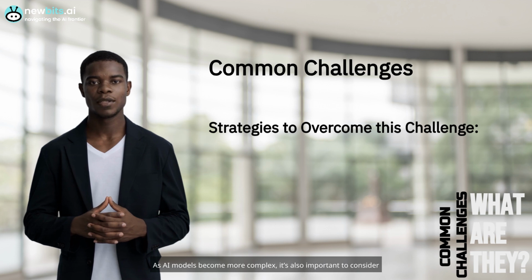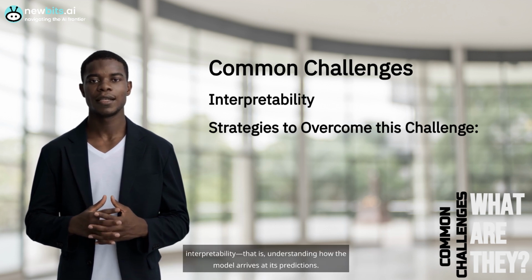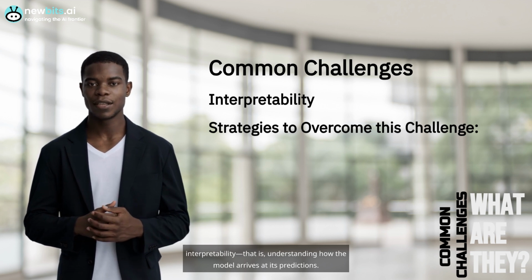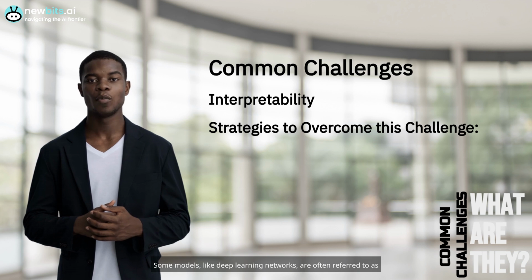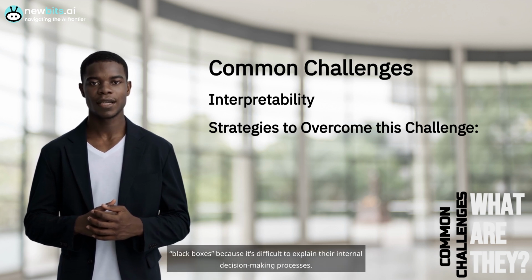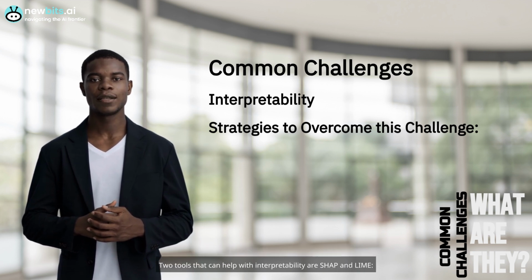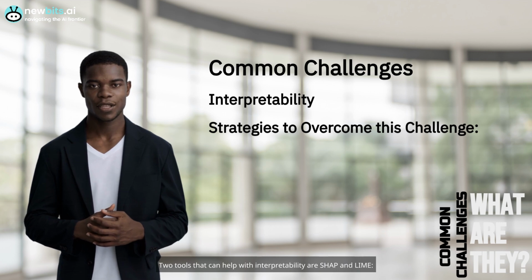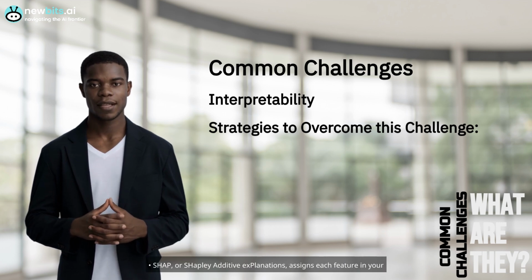As AI models become more complex, it's also important to consider interpretability, that is, understanding how the model arrives at its predictions. Some models, like deep learning networks, are often referred to as black boxes because it's difficult to explain their internal decision-making processes. Two tools that can help with interpretability are SHAP and LIME.